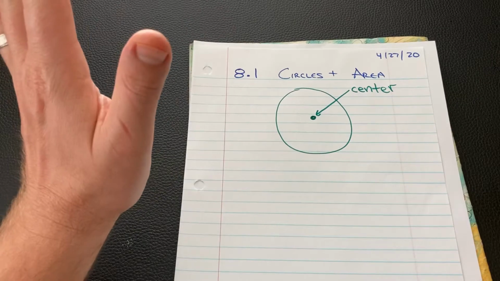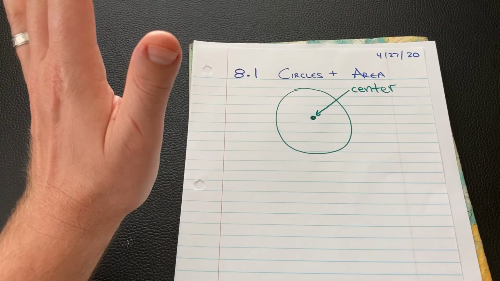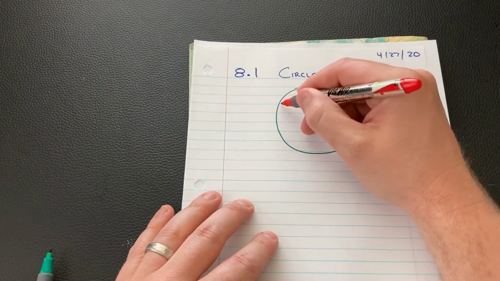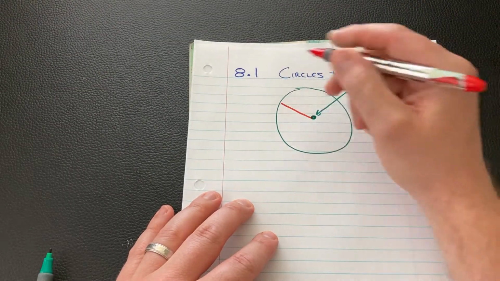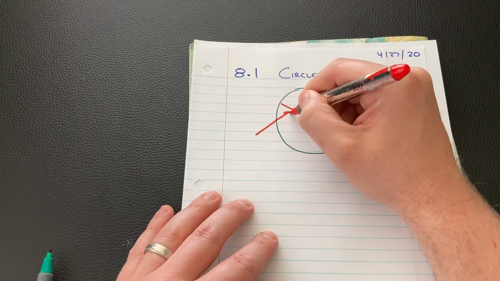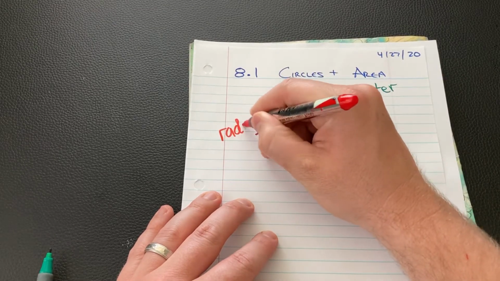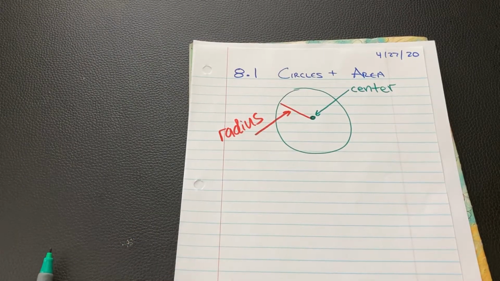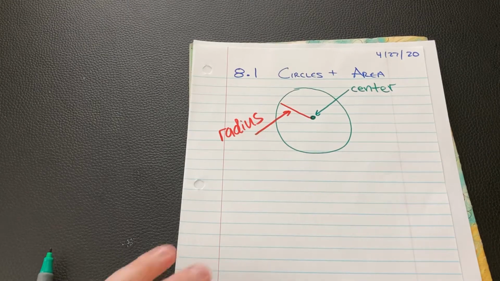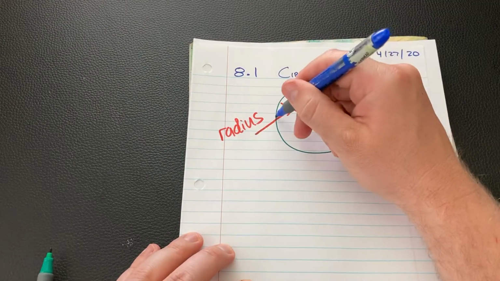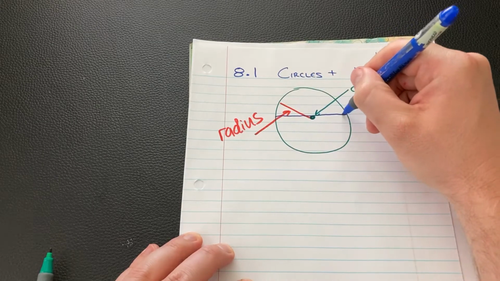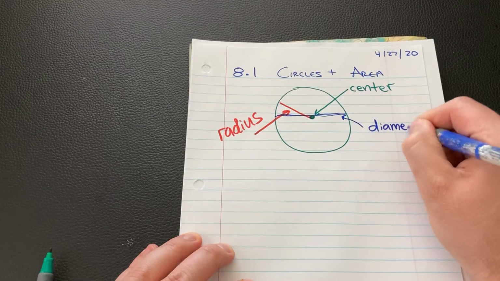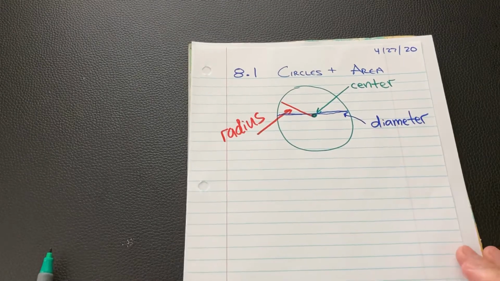Okay, and feel free to pause this video if I'm talking too quickly. Now, from any line to the middle, and then it stops at the center, halfway, that's called the radius. R-A-D-I-U-S, the radius. Now, the distance all the way from line to line going through the middle, like this, that's called the diameter. So feel free to pause that.